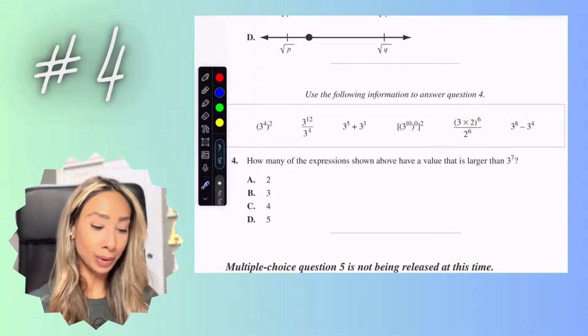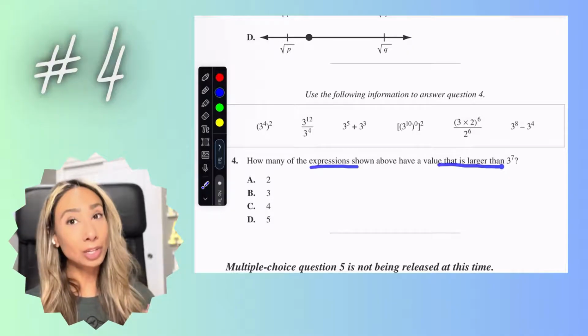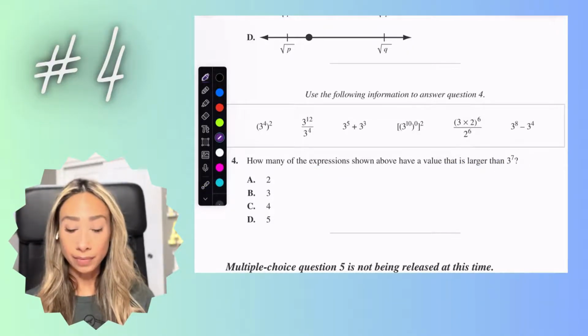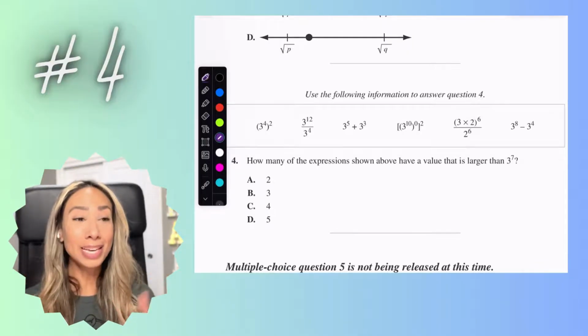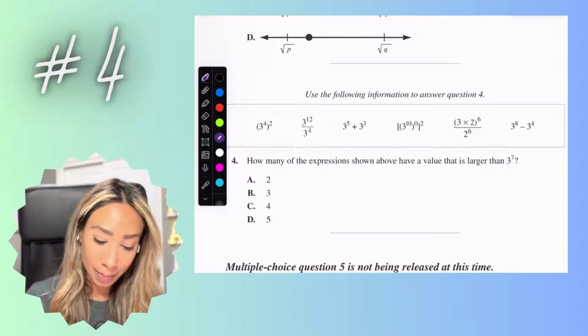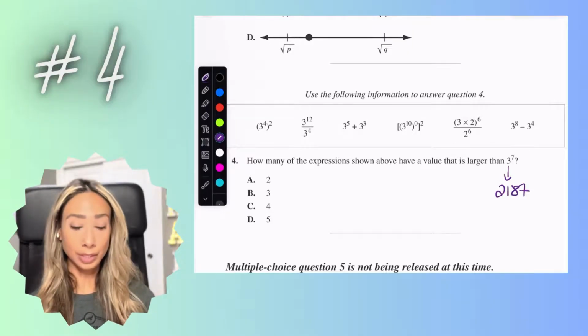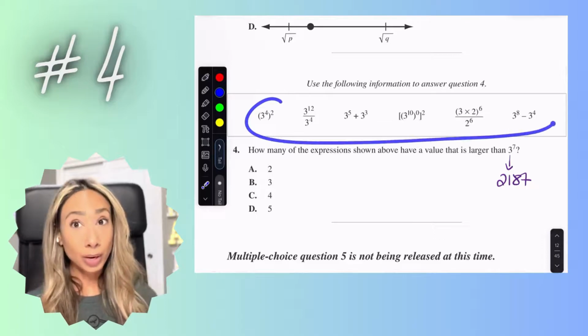What we need to do is figure out how many of the expressions have a value that is larger than 3 to the power of 7. 3 to the power of 7 would be 3 times 3 times 3, all the way up to 7 times. That's going to give us a value of 2,187. Or of course, we can leave it as 3 to the power of 7. Figure out which of these options here would amount to that.